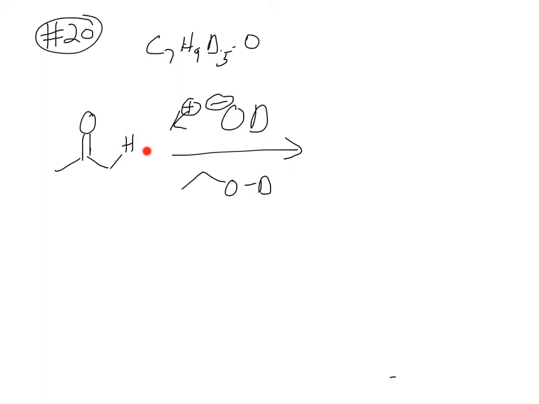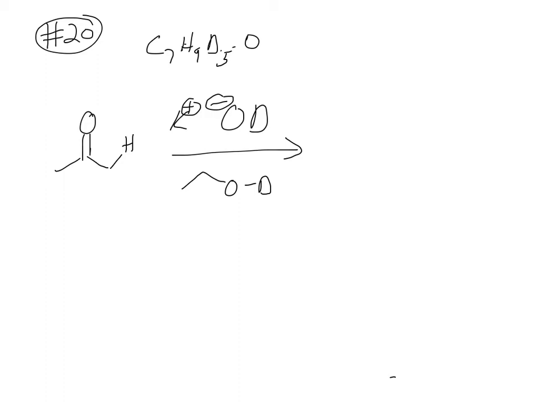So for every alpha H we have, we're going to turn it into a D, because we're going to deprotonate, and then it's going to react with the solvent, which has a lot of D's, right? And it's just going to essentially switch out all the H's for deuteriums. Does that make sense to everybody?